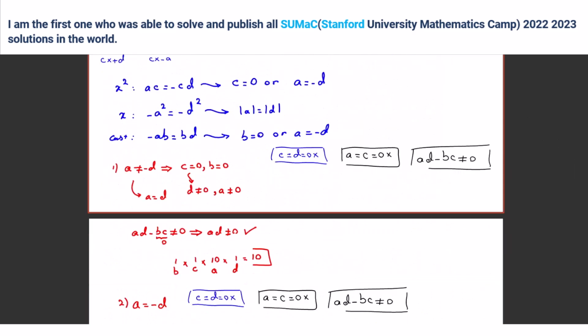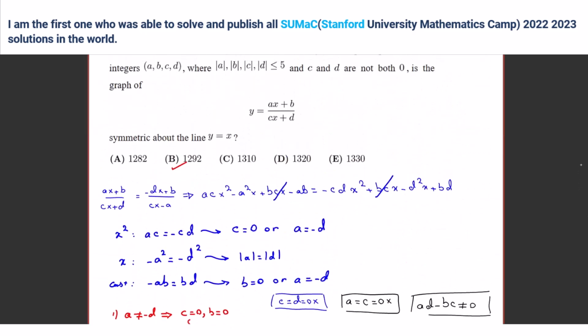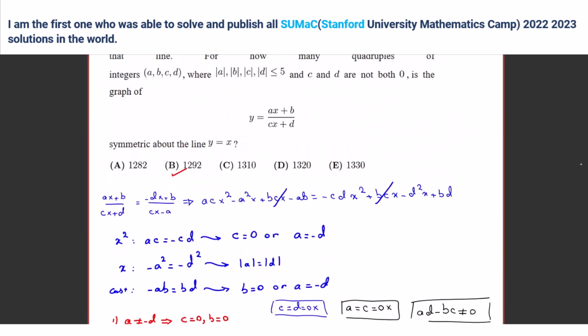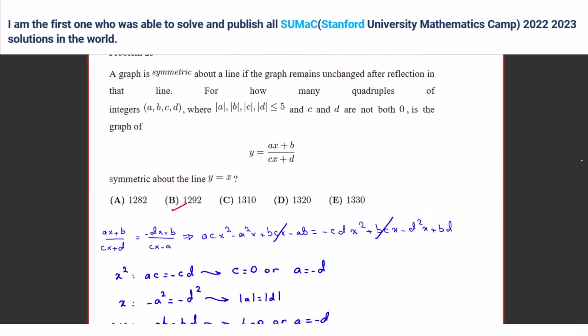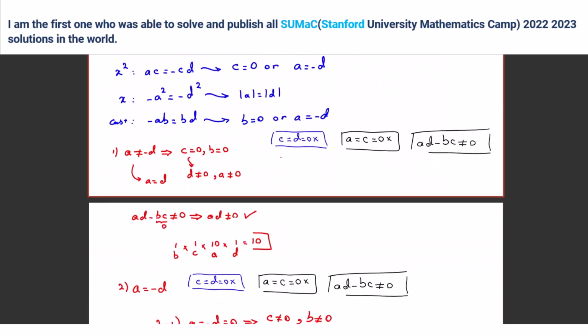You use casework on what? I just said C equals 0, B not equal to 0; C equals 0, B equals 0; and then C not equal to 0. Yes, there are infinitely many ways to use casework, but the most important thing is to consider these 3 conditions and then find these 3 conditions, right?